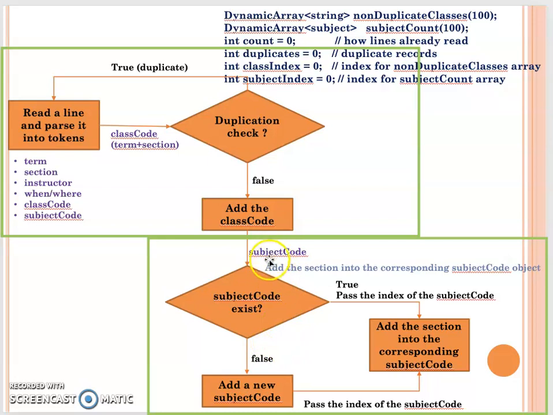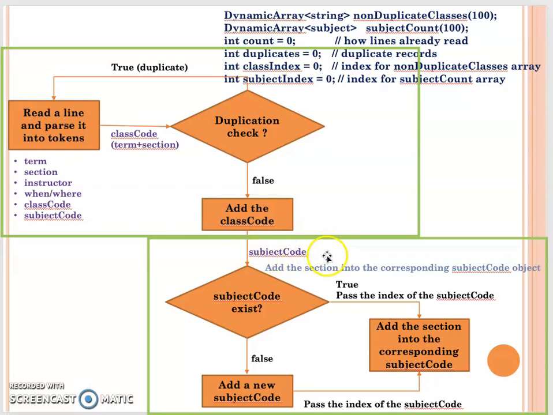So good. After we have this subject count, let's go back to see our flowchart. Okay, so here in our flowchart, after I add another dynamic array, subject count, the first thing after you know it's non-duplicate, when I create the subject code, is I need to see: do I have this subject code or not? Because before I add a new one, for example, computer science 210 section.